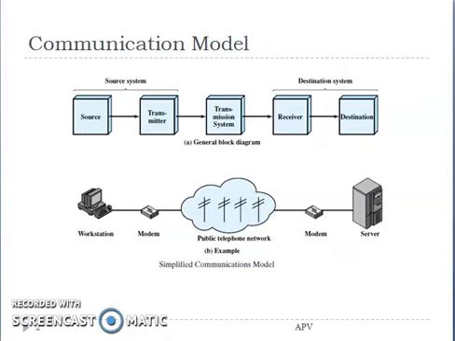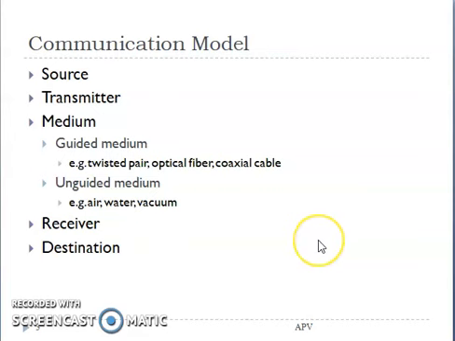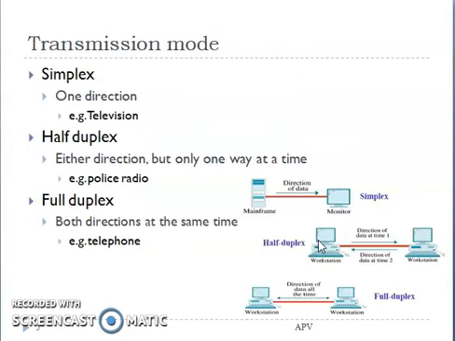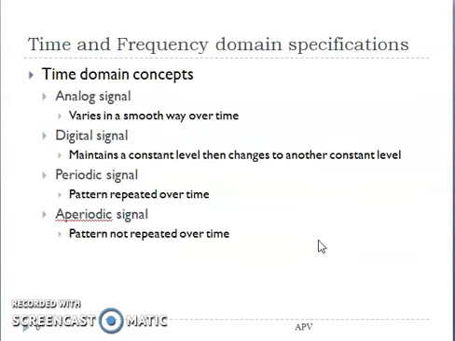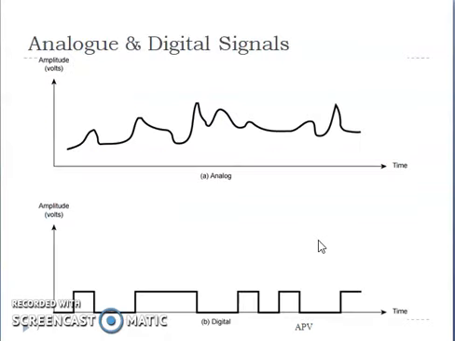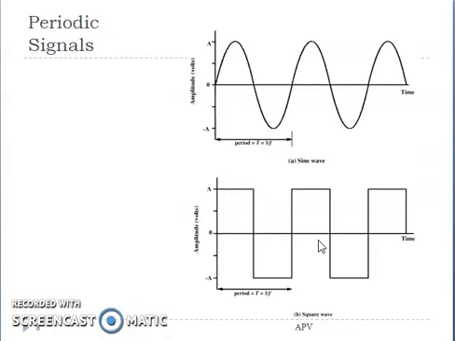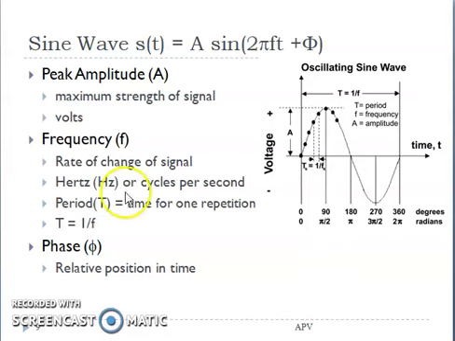Dear students, last class we discussed the communication model, types of connection, transmission mode, and time domain specifications of a signal, the time representation. The time representation of a signal will include peak amplitude, phase, and frequency. So this is the general time domain representation of a signal.